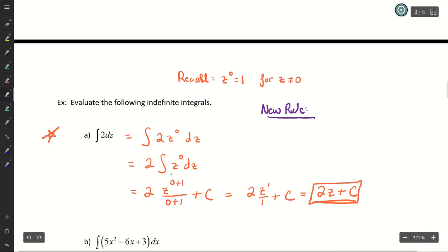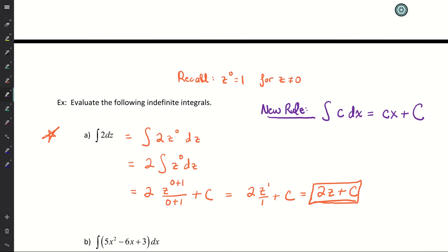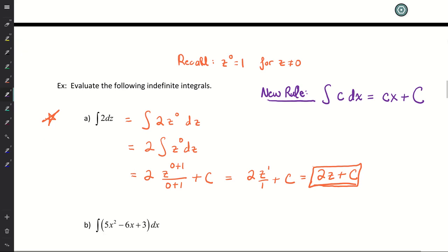If we're trying to integrate, let's say some constant dx, then we're always going to get c times x plus, and I'm going to use cap C there for my constant of integration at the end. Okay? So it'll always be whatever constant you have times the variable that you're integrating with respect to, and then plus your constant of integration.